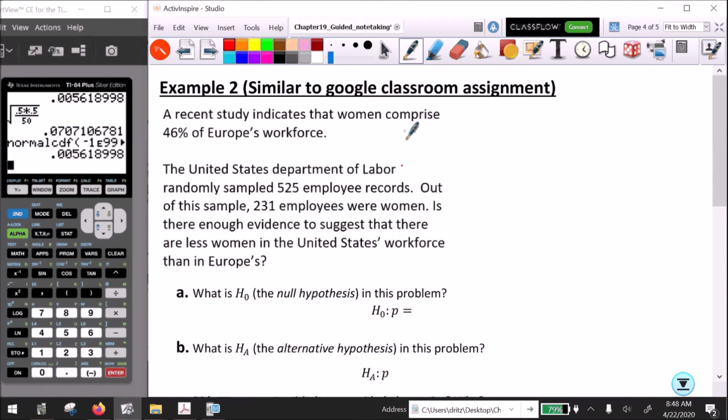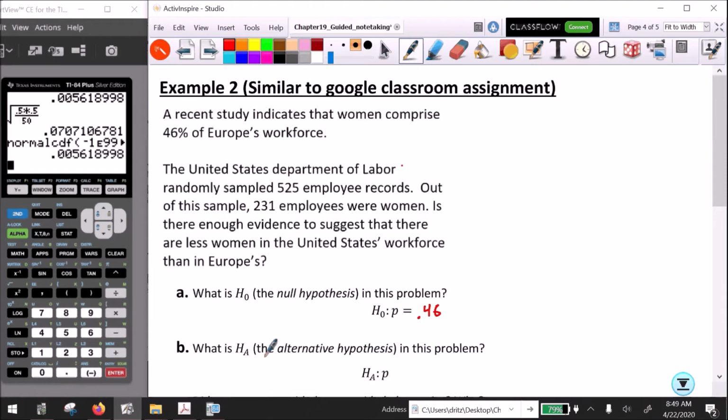So, a recent study indicates that women comprise 46% of Europe's workforce. The United States Department of Labor randomly sampled 525 employee records. Out of this sample, 231 employees were women. Is there enough evidence to suggest that there are less women in the United States workforce than in Europe's? What is the null hypothesis in this problem? Well, we want to first say that the null hypothesis is that the United States workforce is no different than Europe's, that the proportion of women in the U.S. workforce is exactly the same as that of Europe, which is 46%.